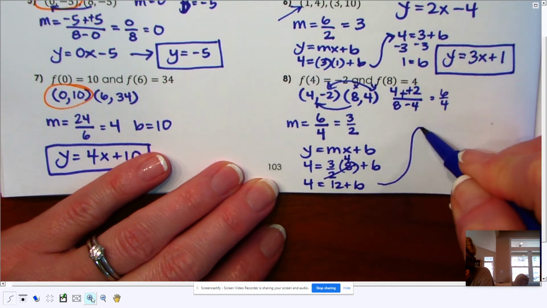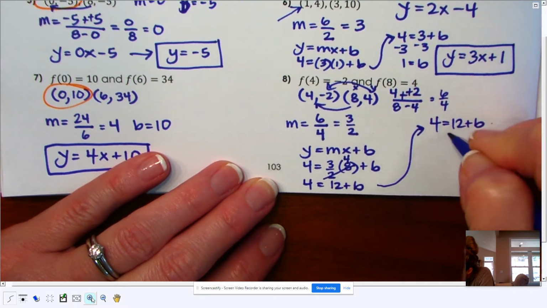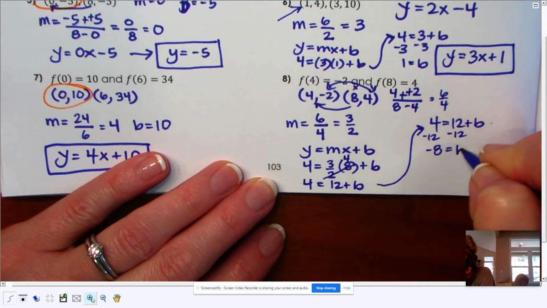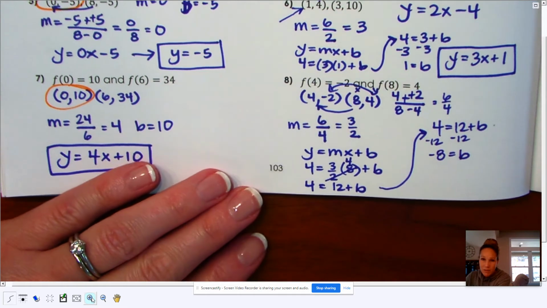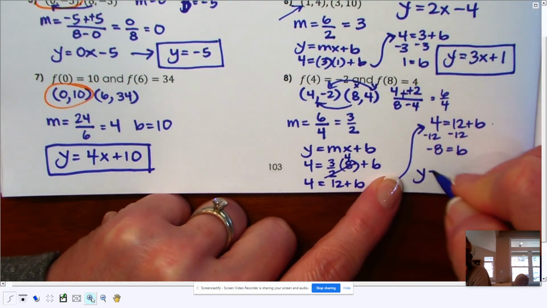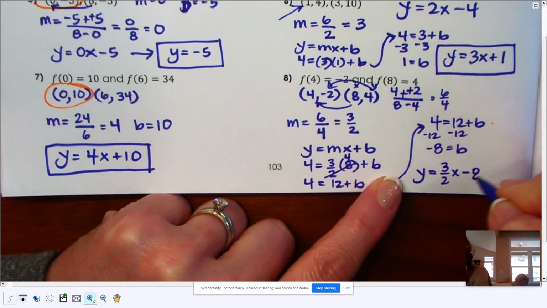I'm going to move this up here. So 4 equals 12 plus b. And then I'm going to subtract the 12 on both sides. So I get -8 is equal to b. So now I can write my equation finally after all that work. So I have y is equal to 3/2 x minus 8.